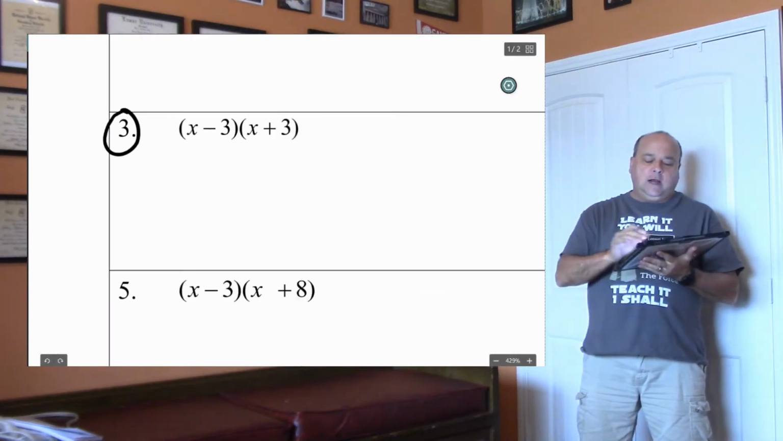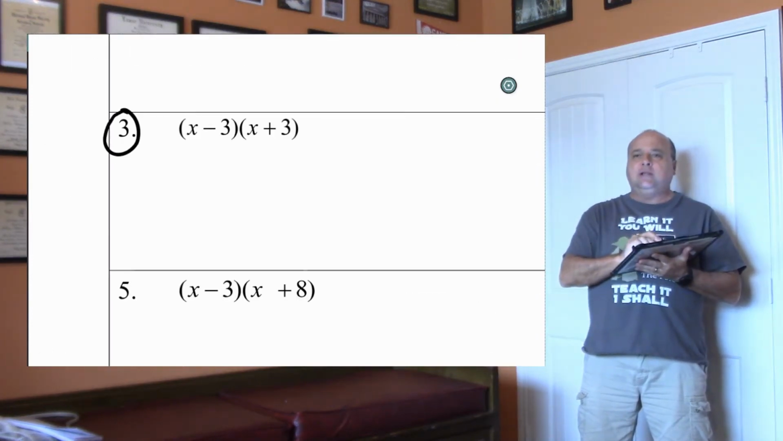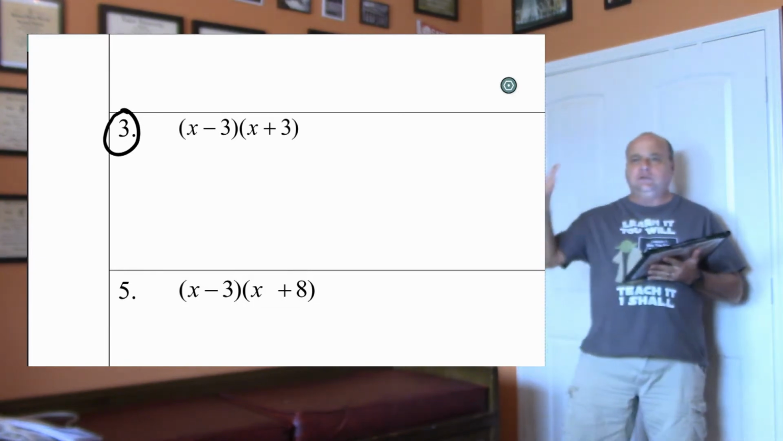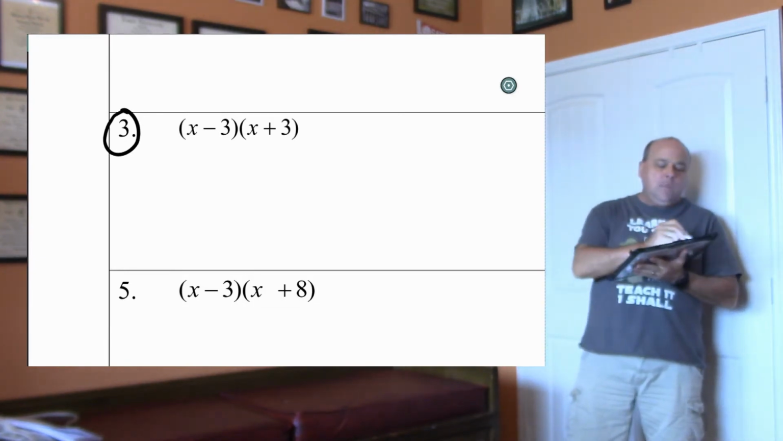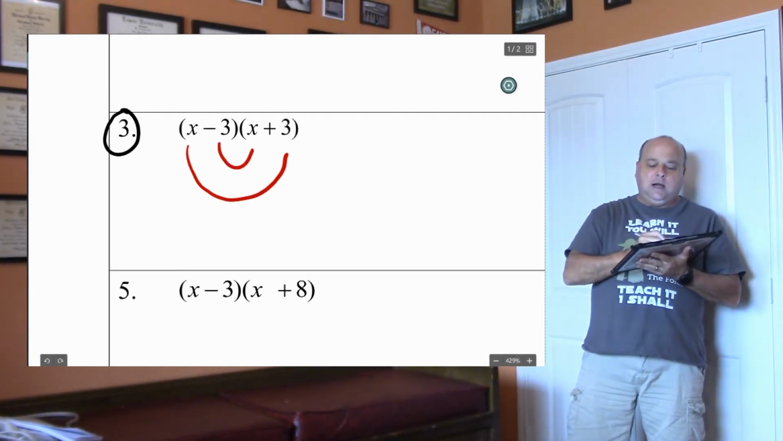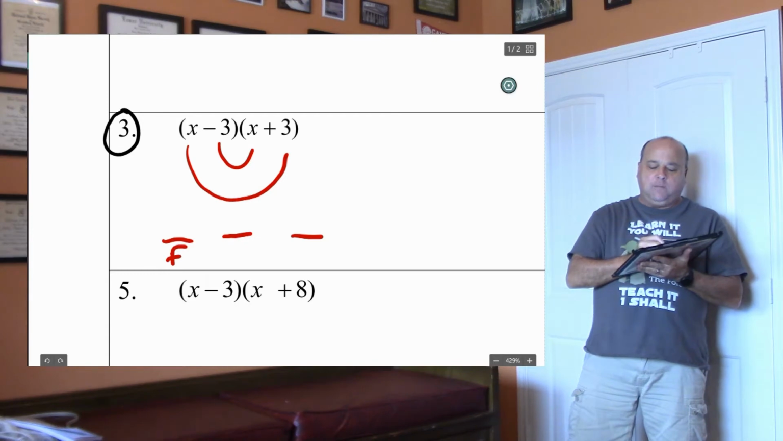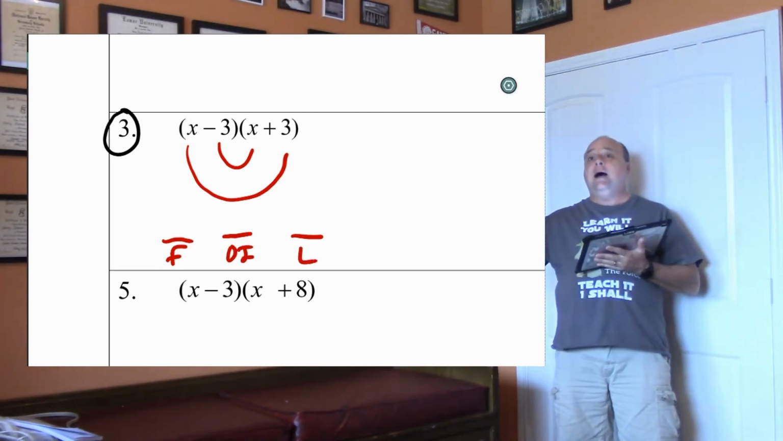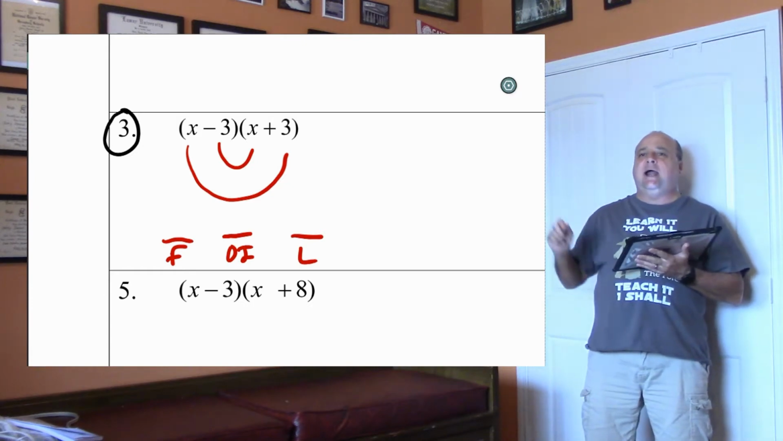So on number 3, we're going to multiply a binomial times a binomial. Most of these answers will be trinomials. So let's see what we're going to get here. Remember what I taught you to do. Draw your arches and then put 3 blanks. The 3 blanks will be O-F-O-I-L. First, outside, inside, last.